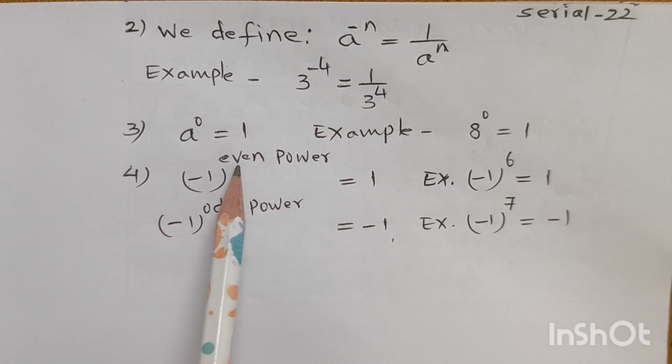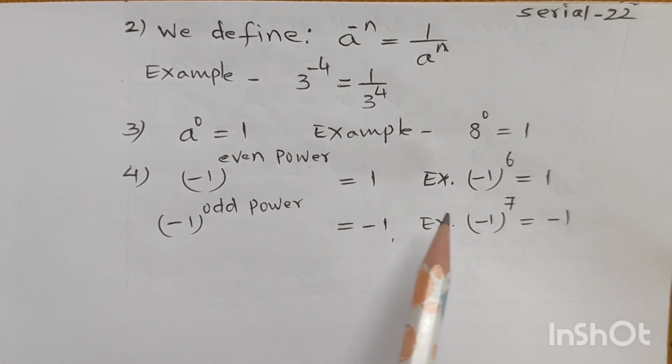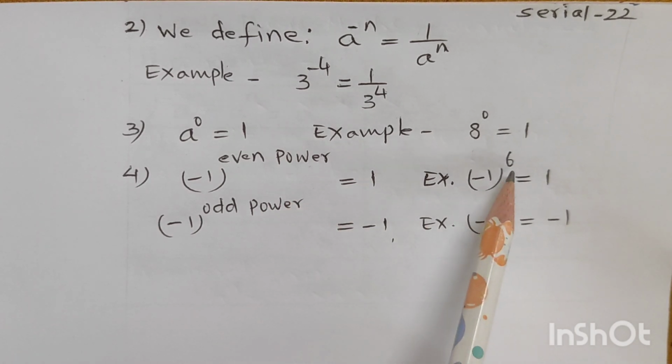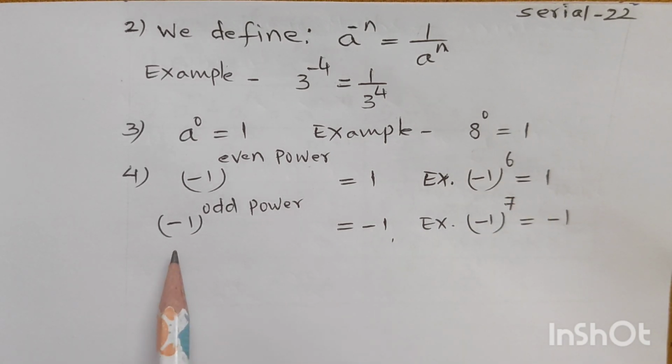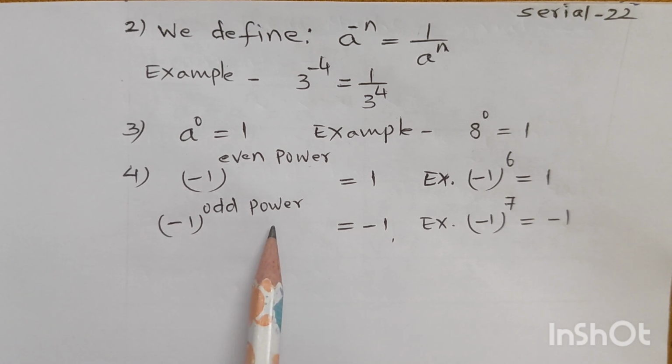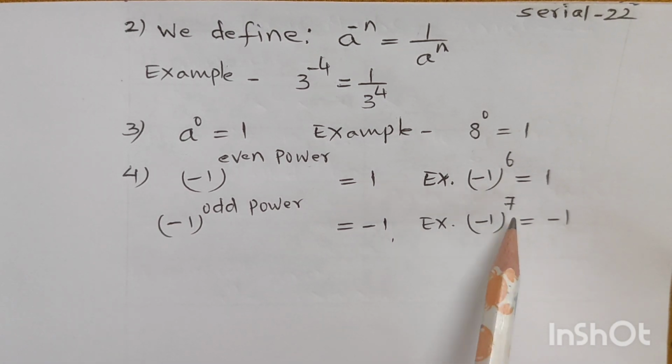Minus 1 raised to an even power will be equal to 1. See the example: minus 1 raised to the even power 6, which is an even number, will be equal to 1. Minus 1 raised to an odd power will be minus 1. Minus 1 raised to the power 7, which is odd, will be equal to minus 1.